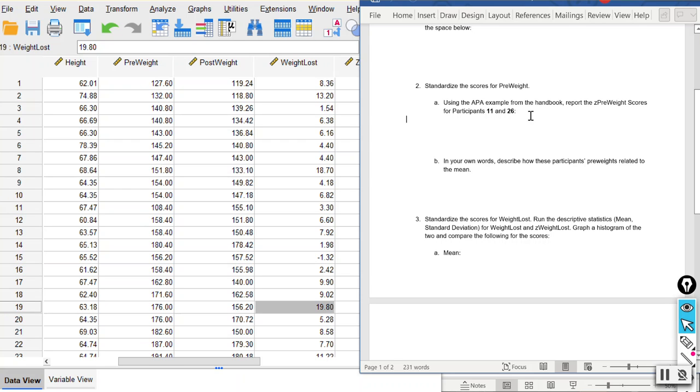All right, welcome back. So we're going to look at participant number 26, and it's going to be the same process, but after that we're going to tackle this one right here. This is more conceptual, and then we're going to move on to question number 3.